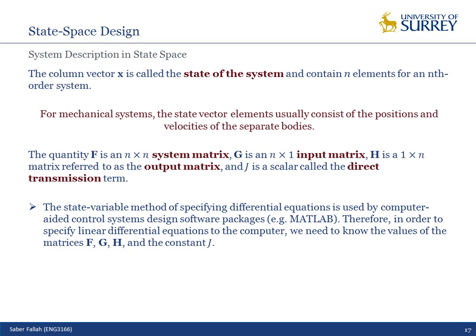Usually MATLAB uses A, B, C, and D. Different representation, but the same concept. MATLAB uses the variable A instead of F, B instead of G, C instead of H, and D instead of J. Okay? If you look at the MATLAB help, all descriptions are based on the A, B, C, D matrices.